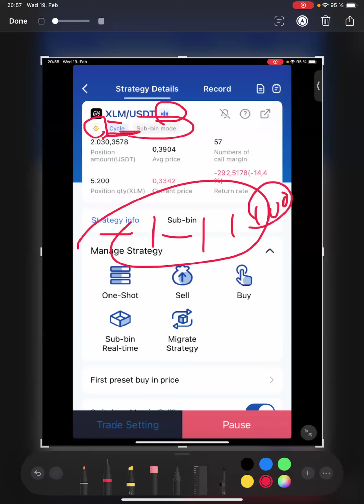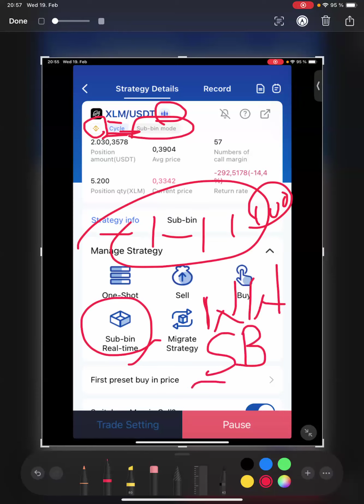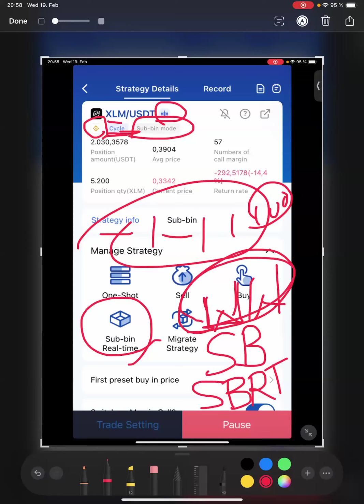Then sub-bean mode. That is the strategy mode. So we have the whole warehouse, the sub-bean, and then sub-bean real time. The whole warehouse sells everything in whole. So if you are going to have more than 4 margin calls, it's not advisable to put the coin on whole warehouse mode, or else you'll be doomed. If the market is supposed to sell, it can't sell your sub cells until it goes so high. Then it can sell everything for you.